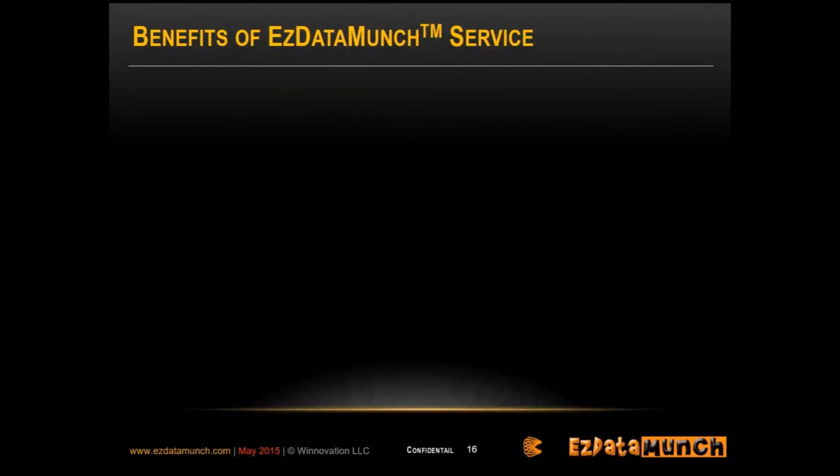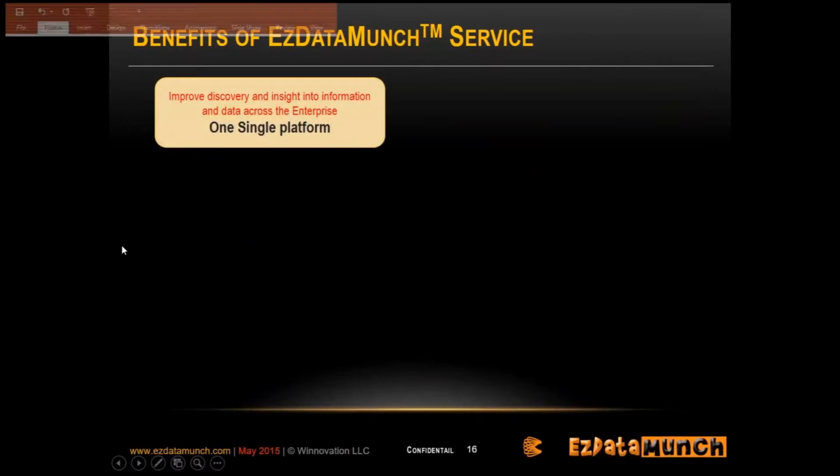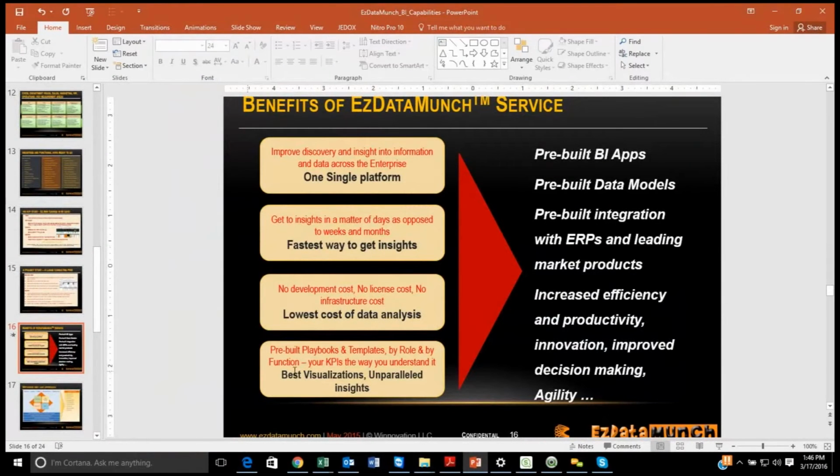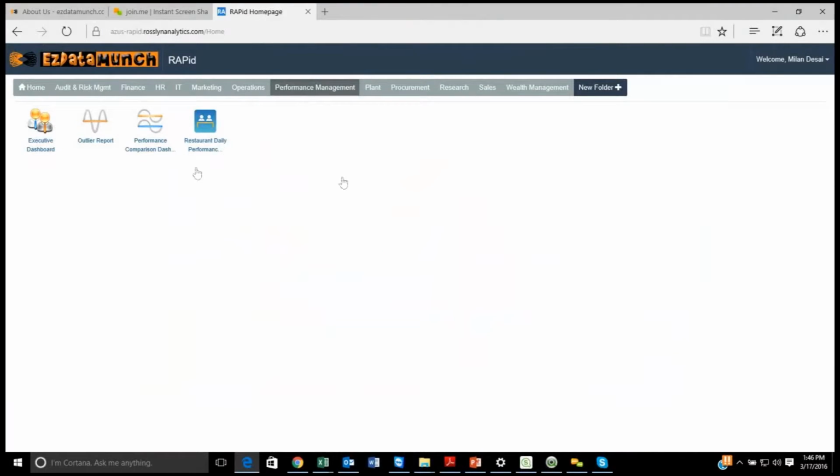So let's jump on to the demo itself quickly. This is our easy data munch platform. As a user, when you log in, based on your access rights within our platform, you will be able to see the applications that are assigned or allowed for access. I have logged in as, let's say, a controller or an operational head within our hospitality company.